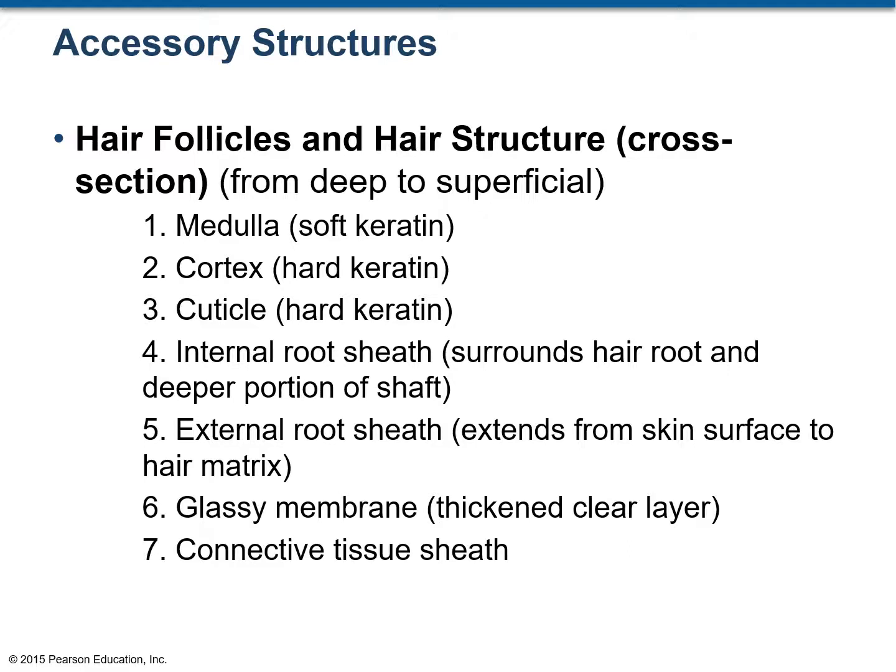Now the cuticle would be surrounded by an internal root sheath, which covers only the hair root and the deeper parts of the hair shaft, while it could be covered by the external root sheath that extends from the skin surface to the hair matrix. Surrounding the root sheath would be the glassy membrane, which is a very thick clear layer, and the outermost or superficial layer is a connective tissue sheath.